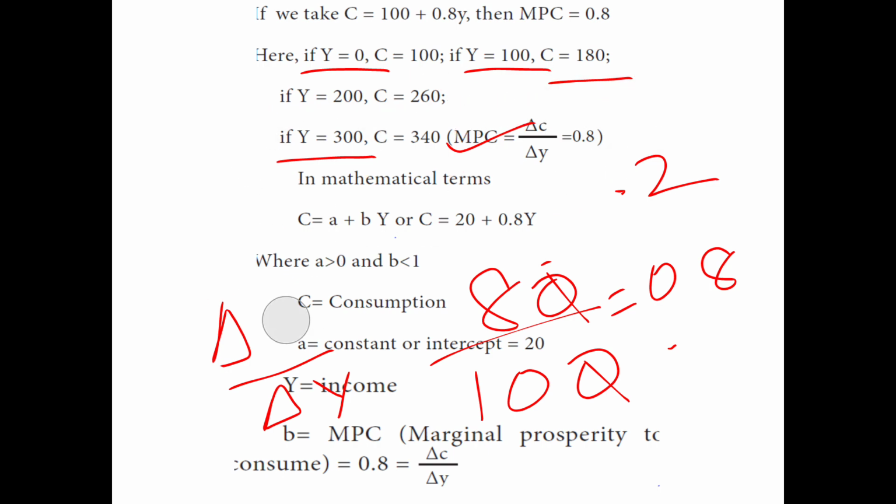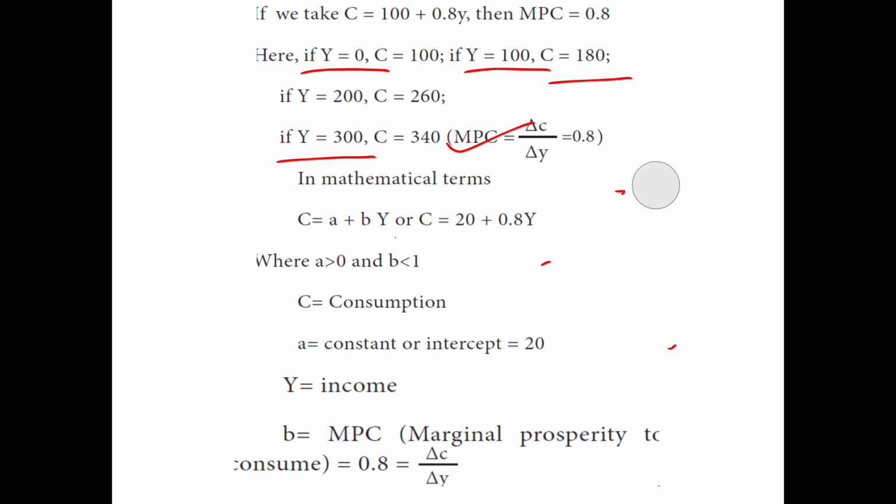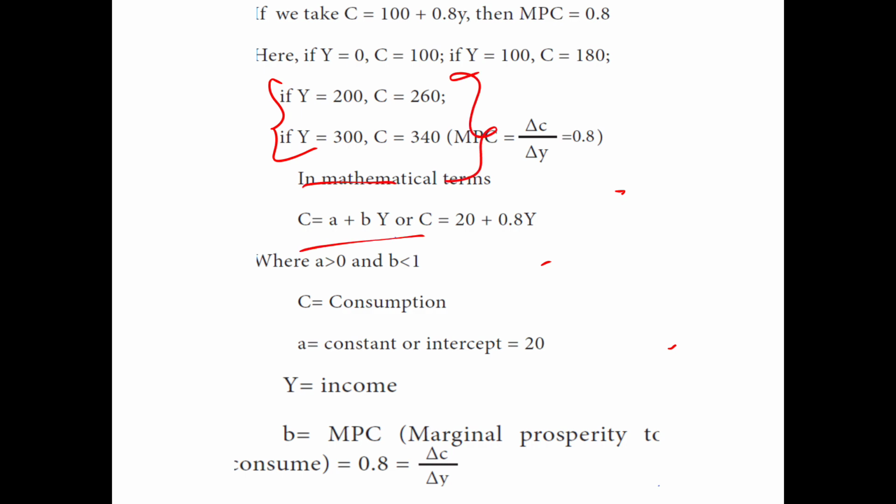Okay, so when they give you calculation like this, you just do only one thing here. Just look at the difference between the income and difference between the consumption. Okay, you minus these two. You see, from 200 minus 300 you get 100. Okay, from 260 minus 340 you get 80.